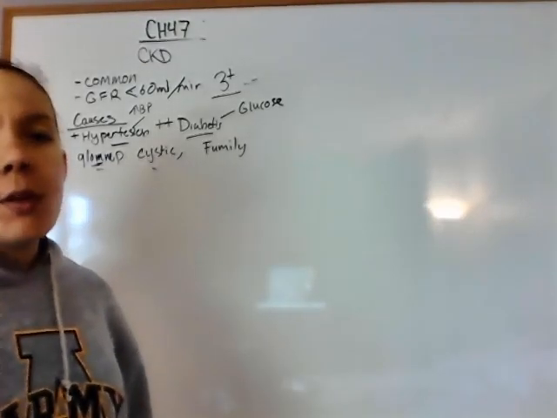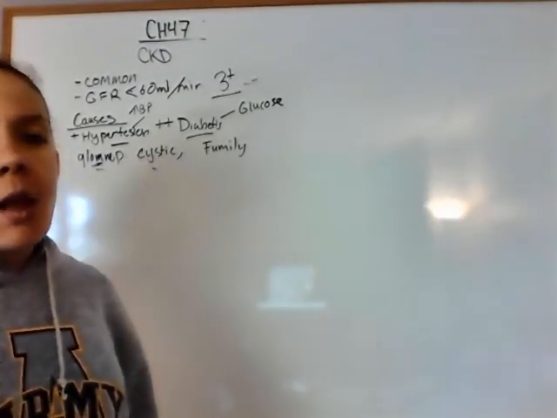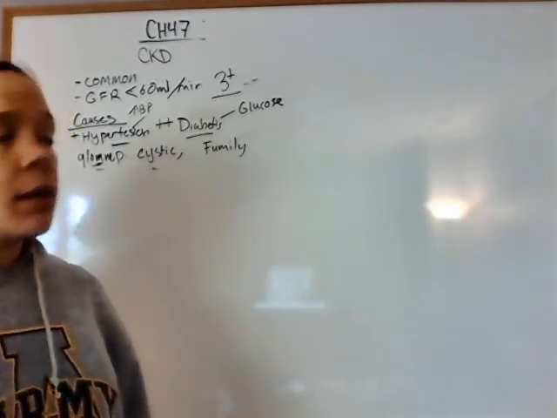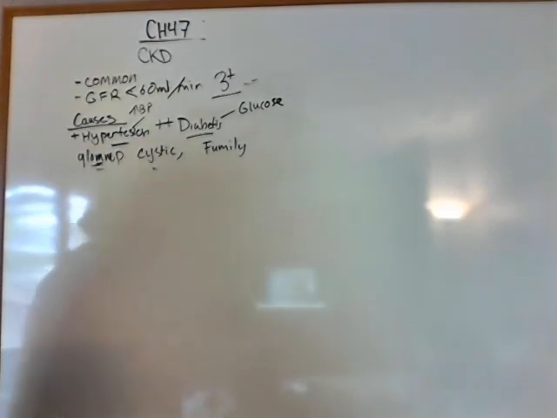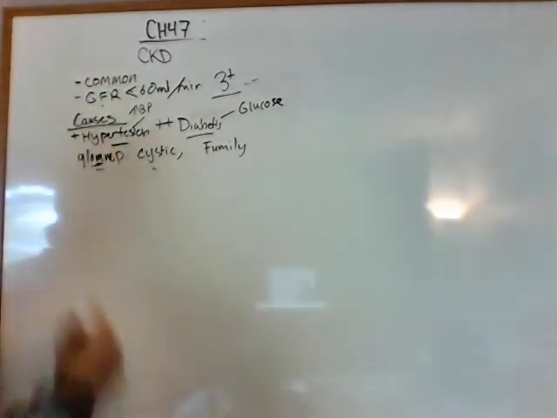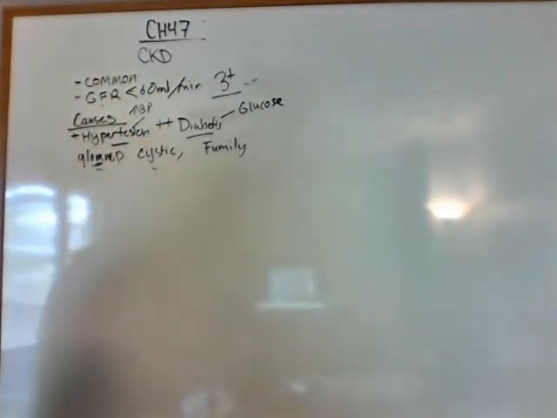Okay, so we're going to finish up chapter 47, and that's chronic kidney disease or chronic kidney failure. Surprisingly, it's a lot more common than the acute version of it, and it's defined by a glomerular filtration rate of less than 60 milliliters per minute.